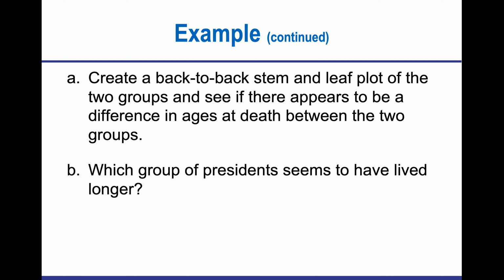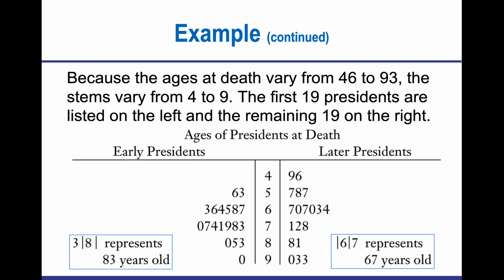We can take this information and create a back-to-back stem and leaf plot of the two groups to see if there appears to be a difference in ages between the death and the two groups. And we can also use that to see which group of presidents seems to have lived longer. So when I create the back-to-back stem plot, this is what I see. I see the first 19 presidents are on the left, and the remaining 19 presidents are on the right.